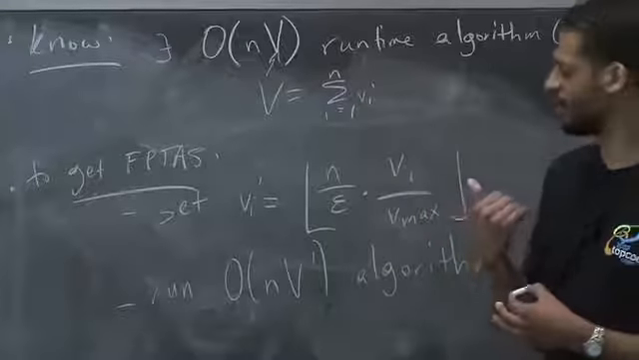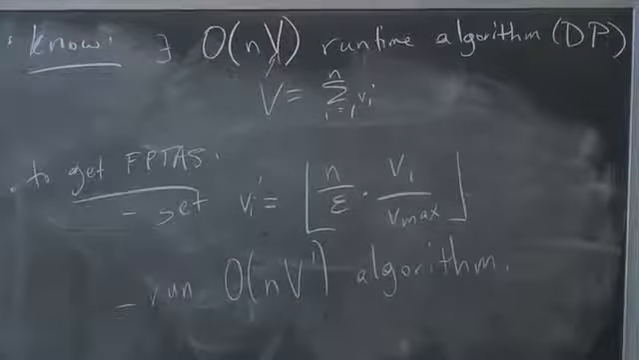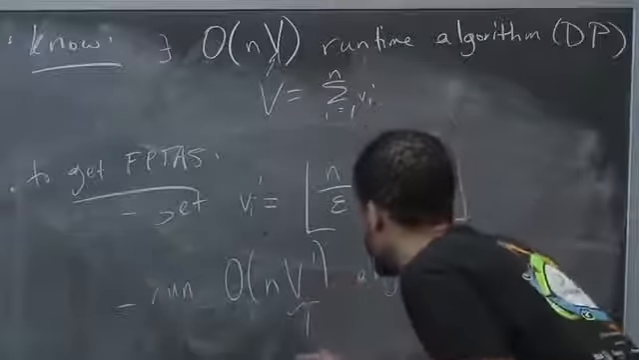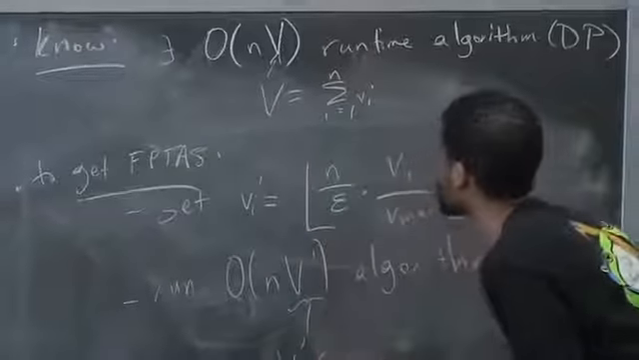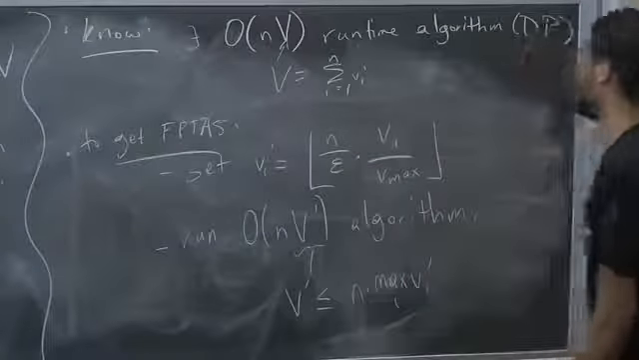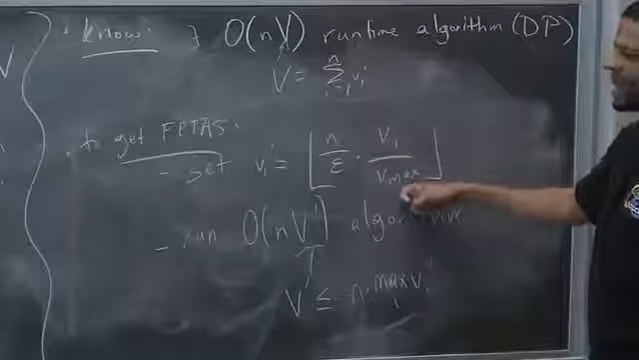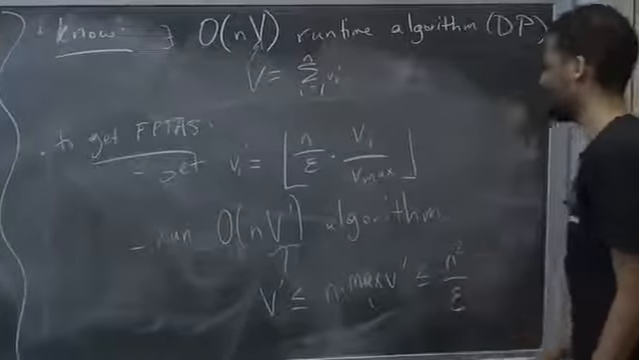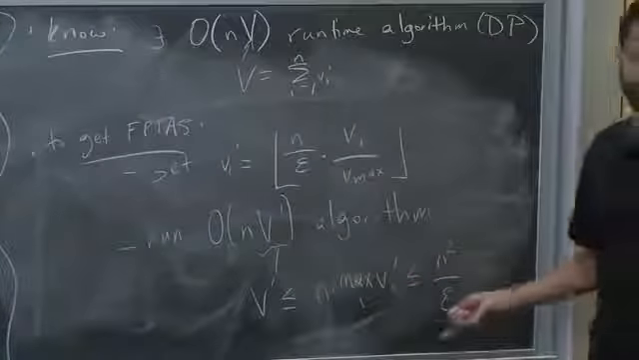I'll justify that for you. But first, what's V prime here, or any bound on capital V prime? It's n squared over epsilon. V prime is at most n times the max over i of vi prime, and vi is at most v max, certainly, so that ratio is at most 1. So each vi prime is at most n over epsilon, and V prime is at most n squared over epsilon. So the running time is at most what I said, n cubed over epsilon. That's all there is to it.